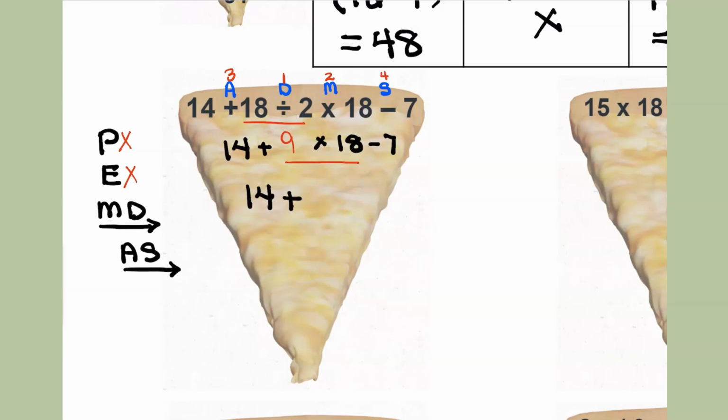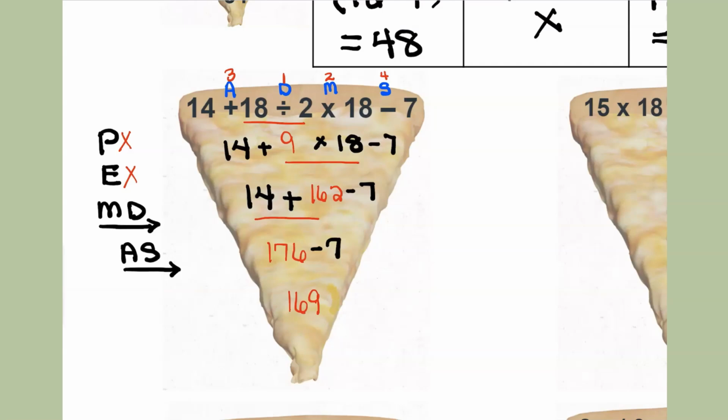9 times 18 is the next portion of the problem that we would do, and that answer is 162. That minus 7 just drops right down. So what do we do third? Well, that would be the addition portion of this problem. So where do you see addition here? 14 plus 162. Once we solve that, that will give us 176, and we're just going to drop that minus 7 straight down. And our last portion of the problem that we need to do is subtraction.